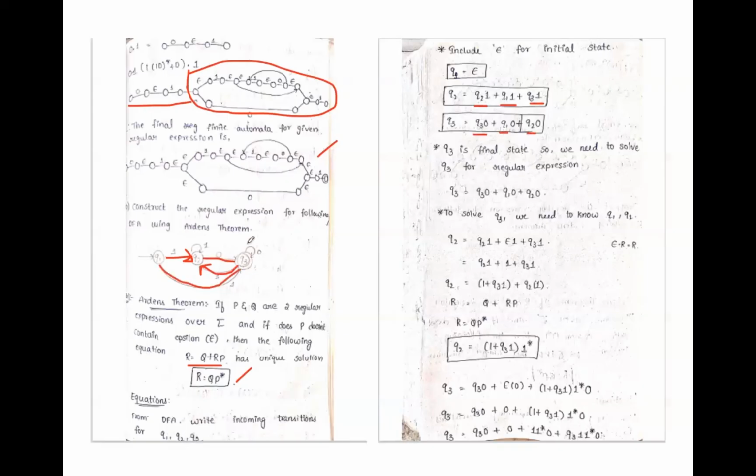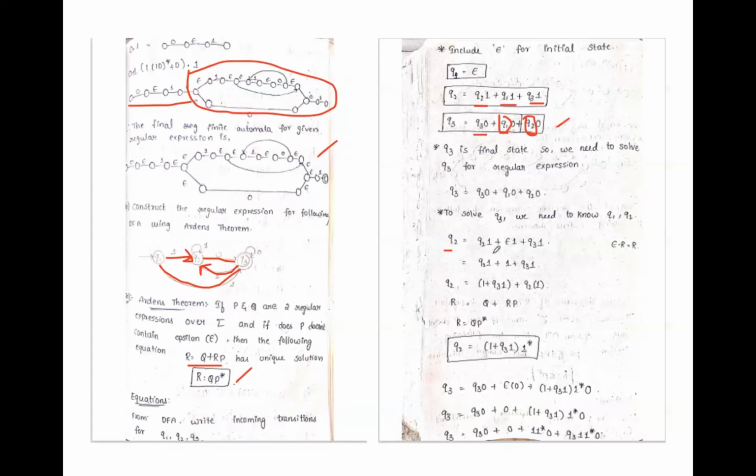Okay. Then you need to check the final state after framing the equations. In the diagram, Q3 is the final state, so we need to solve the Q3 equation. But for solving Q3, we need Q1 as well as Q2. Q1 is epsilon, so we don't have any issue with that. But we need Q2, so first we need to solve Q2. Wherever we have Q1, you need to replace that Q1 with epsilon.